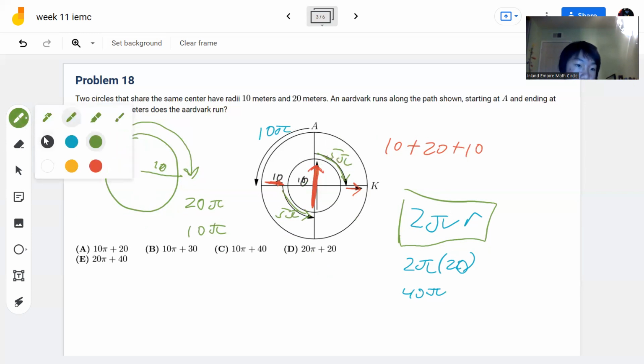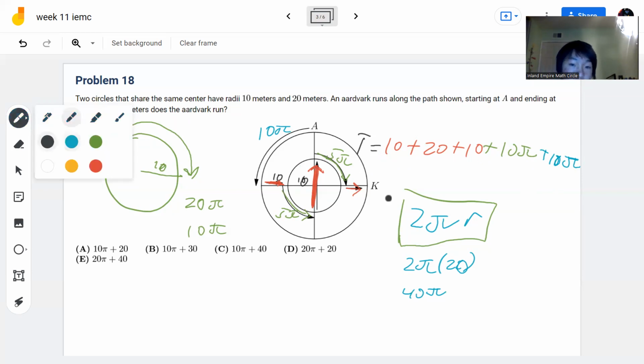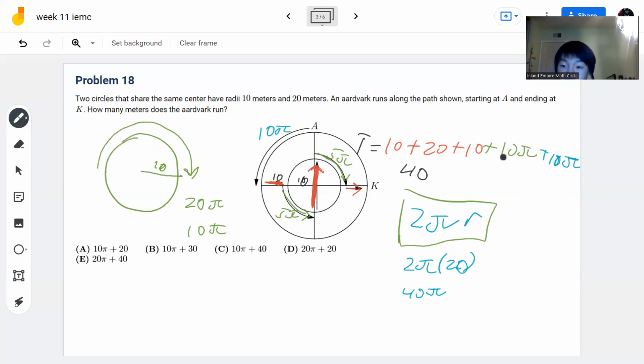So our total, I'll just write total equals all of the red bits here, which we already found, plus 10 pi from the small circle bits, and then plus 10 pi from the quarter of the big circle. Adding all this up, what do we get? 10 plus 20 plus 10, that's 40. Now let's change colors. That's 40, and then plus 20 pi. So our answer for this one is E.